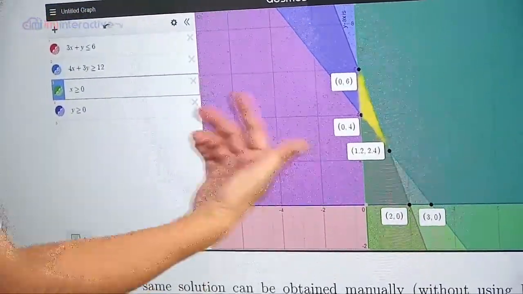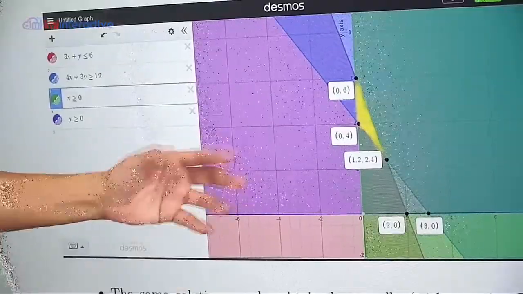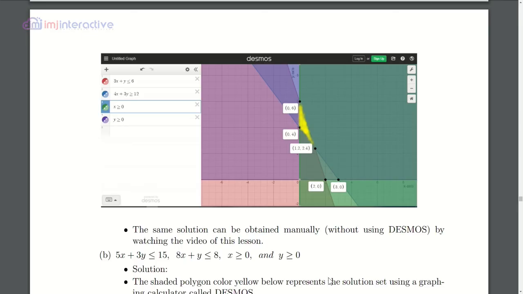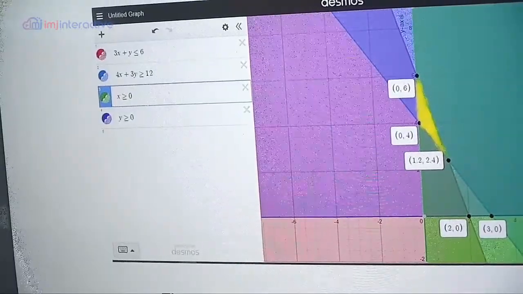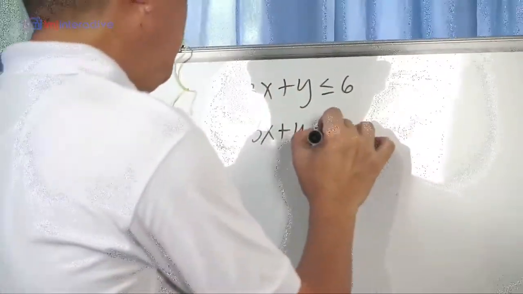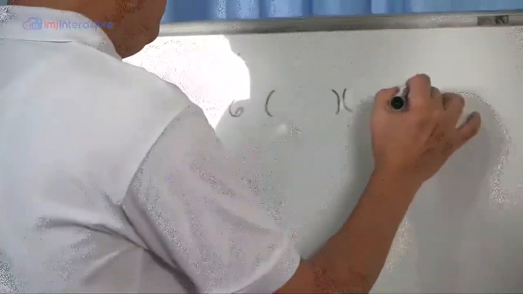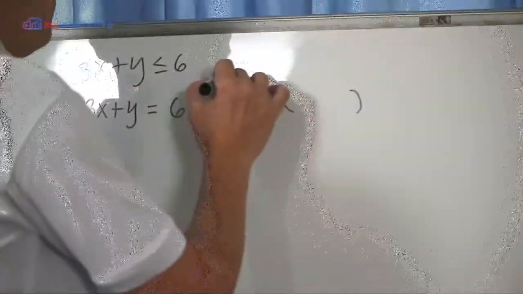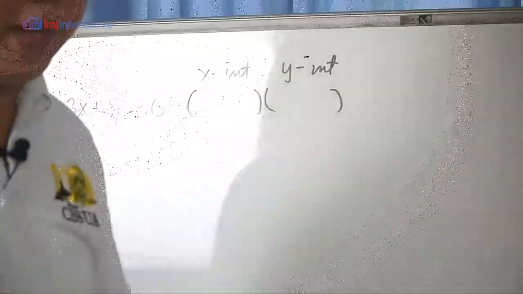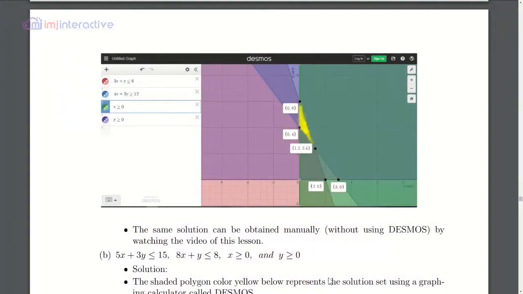We can do this manually. Now, how do we do that manually? Let's take the first inequality. To graph the line, this is the first inequality, 3x plus y is less than or equal to 6. So just get the equation, 3x plus y equals 6. To plot the line manually, you have to make use of your x-intercept and the y-intercept. Now, what do we mean by x-intercept or y-intercept?